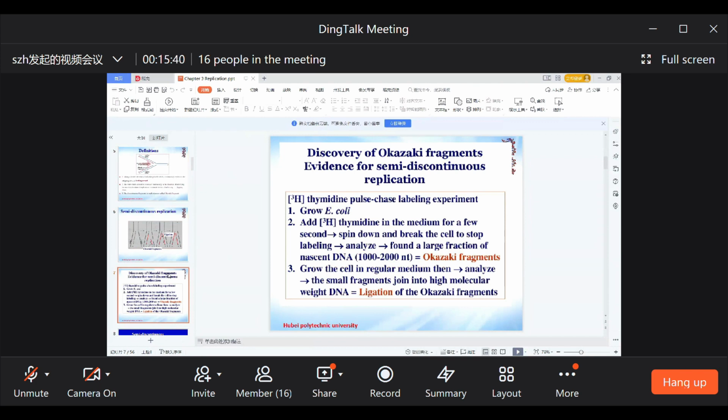Maybe 1,000 to 2,000 nucleotides, and maybe through density gradient centrifugation, this kind of fragment can be separated. This fragment is the Okazaki fragment. Okay.